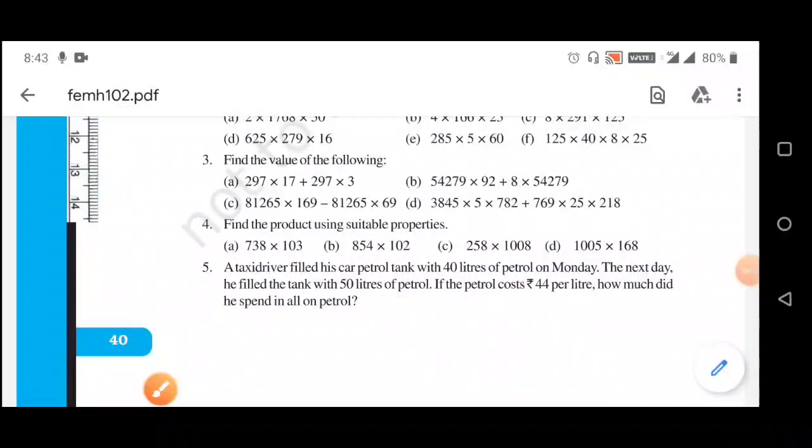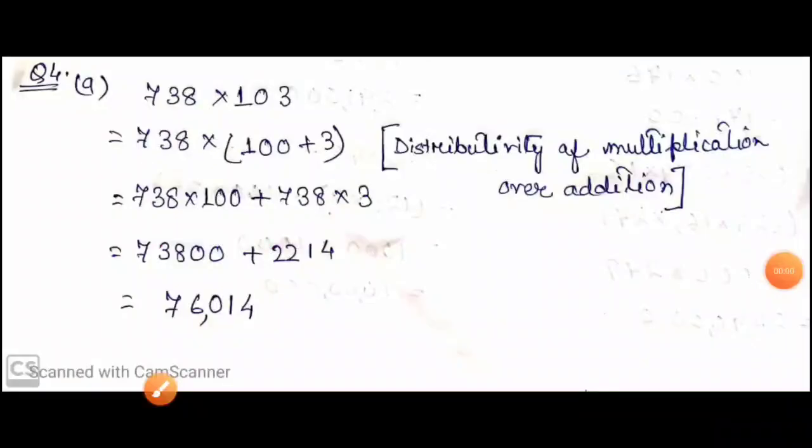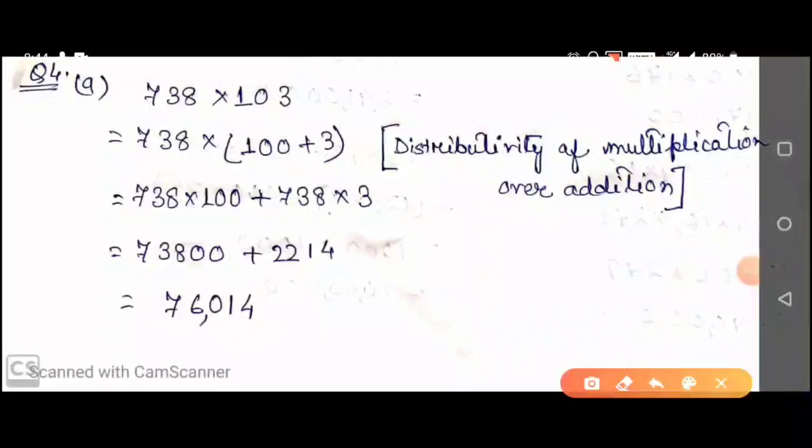Now question number 4. In question number 4 it is given: find the product using suitable properties. Here we have to use properties. So 4 questions are given. This is the solution of question number 4A of exercise 2.2. Here we have to find the product using suitable arrangement. So see, here it is given 738 into 103.